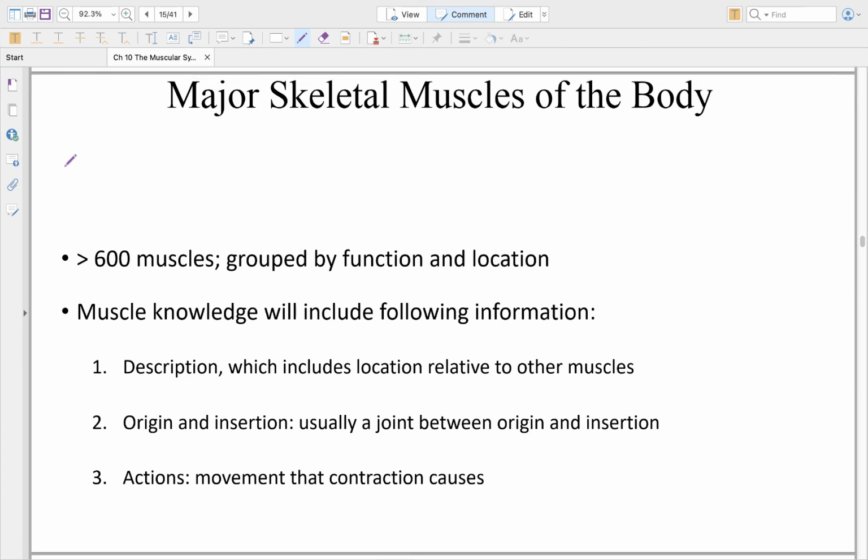Now let's go ahead and move forward with the rest of the lecture and get to the muscles. Now, the human body has 600 muscles. They are grouped according to their function and location. And ultimately, by the time we're done with this entire lecture, parts 1 and 2, we should know the following: the description of a muscle relative to the location of other muscles, and their location in the body. That one's a given. Okay, you should know their origin, insertion, and action.